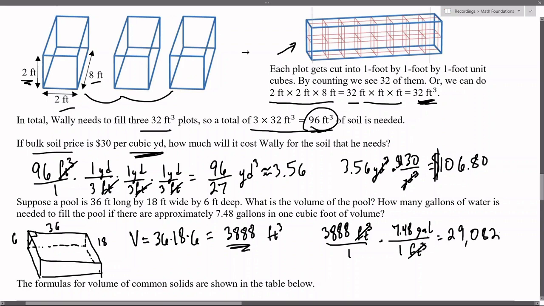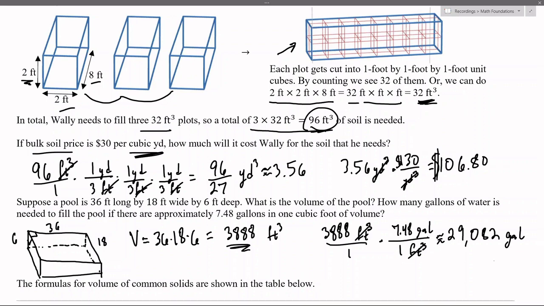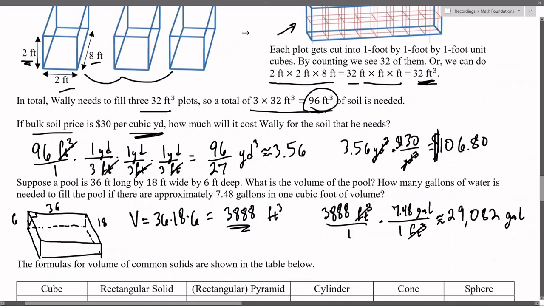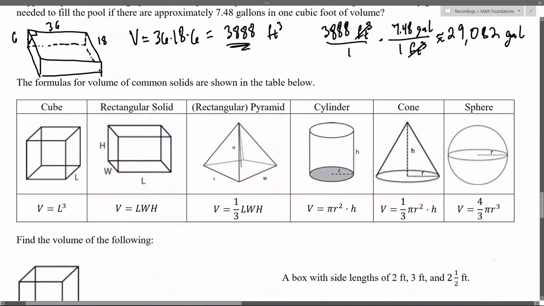29,082, approximately that flat amount of gallons is required. So that's how many gallons of water would be needed to fill this pool. Now, just like area has different formulas for different shapes, volume also needs different formulas for different shapes.